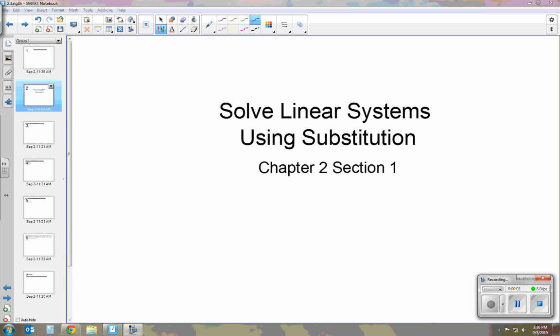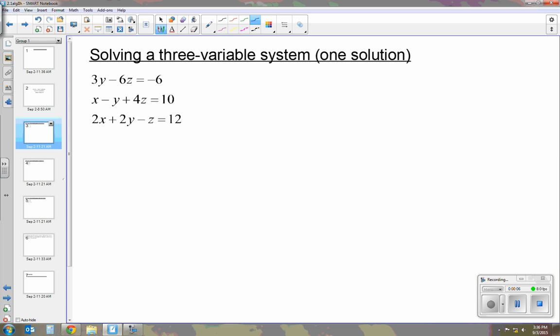Today I'm going to be talking about solving linear systems using substitution. So let's take a look at the first problem. We have a 3-variable system, and this one is going to be one solution. And when you have one solution with 3 system variables, we're going to solve for an x, a y, and a z. The solution will be an ordered triple, and you'll see what that looks like.